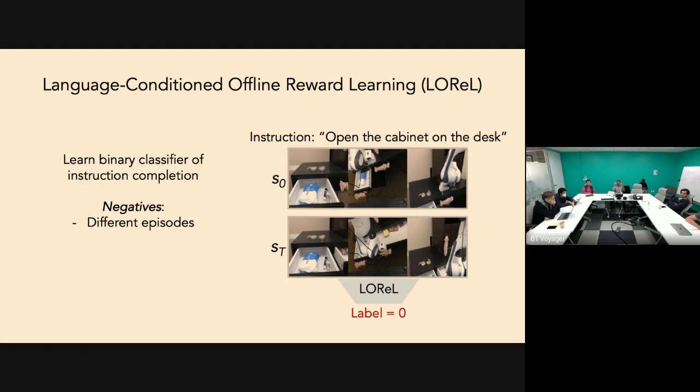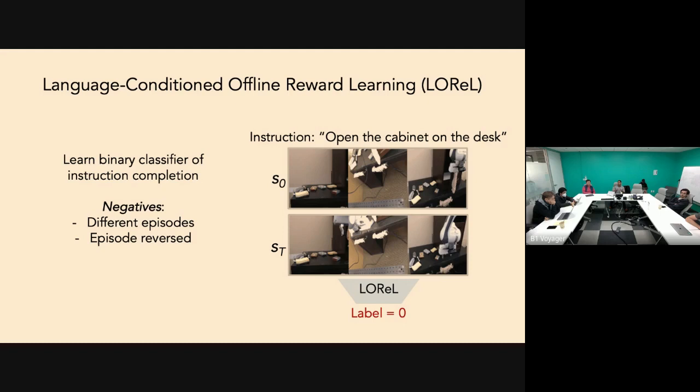We can also do things like, if we know that doing the task in one direction temporally is not the same as doing the task in the other direction, we can reverse the episode. And that's another, more challenging negative example that you can use. And then the last thing is, in addition to encoding these visual observations, we're also going to use pre-trained language models for encoding these sentences. And as we'll see in a little bit, that's going to give us some improved generalization, even if we have limited data that we're training the reward function on.